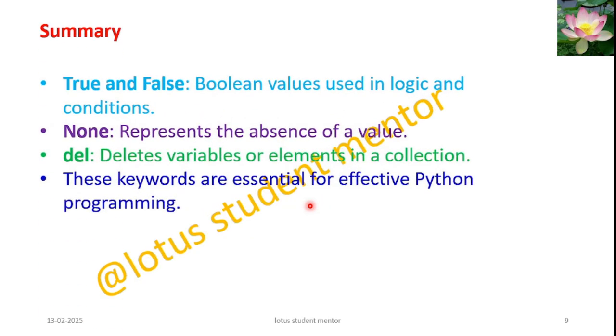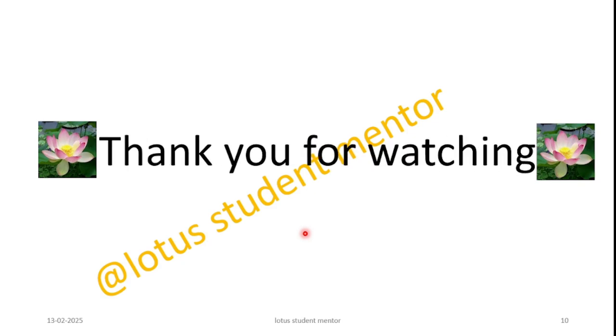And the summary: what have we learned in this class? True and False are Boolean values used in logic and conditions, None represents the absence of a value, and del deletes variables or elements in a collection. These keywords are essential for effective Python programming. I hope you understood the keywords such as True and False, the None keyword and del. Thank you for watching.